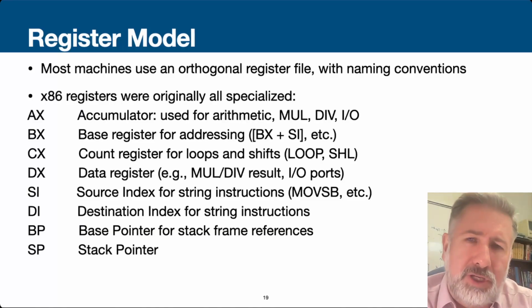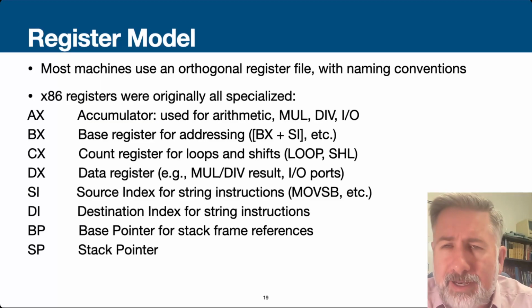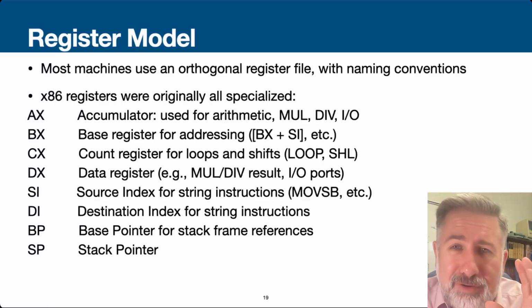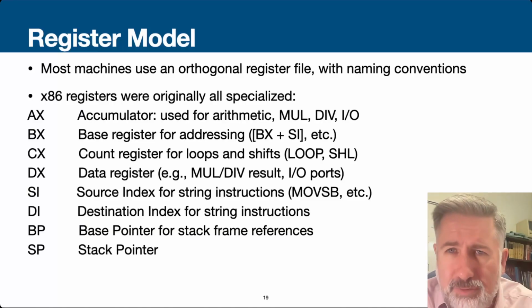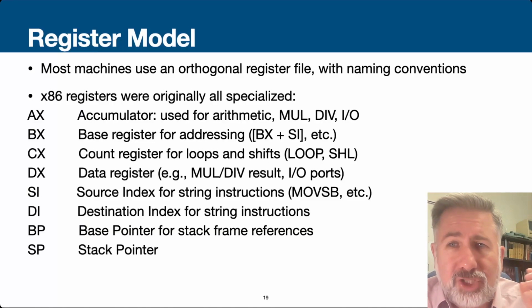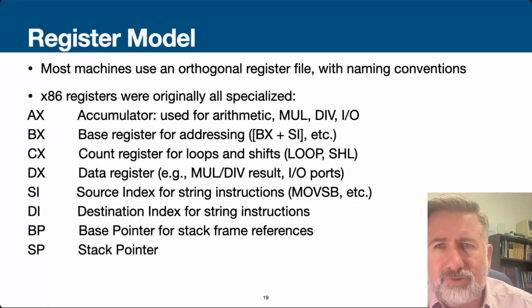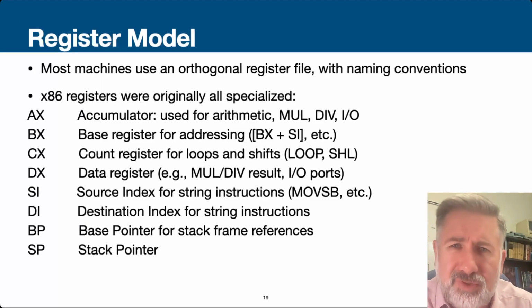x86 is a little bit unusual here because it started with every register having a special purpose, right? They have the A, B, C, and D registers, AX, BX, CX, DX, and then SI, DI, BP, and SP. Every register had a special purpose: accumulation, base for addressing, a counter for loops and shifts, and then a data register for multiplication and division, and then a source for string instructions that had special string instructions. It was kind of weird. A destination for string instructions, a base pointer for stack frame references, and then the stack pointer itself. It also had these segment registers, which we'll talk about later.